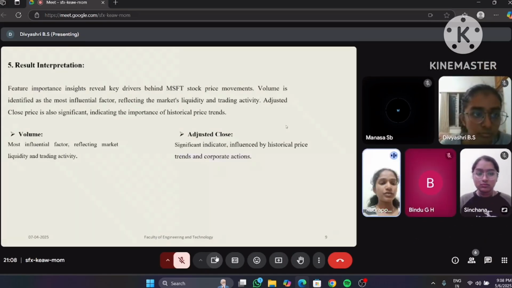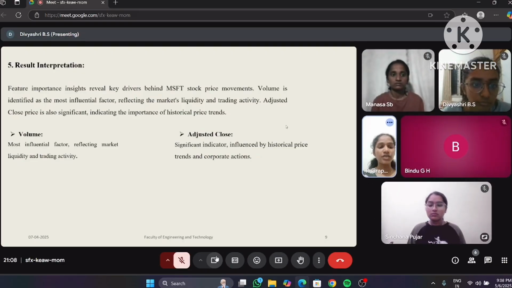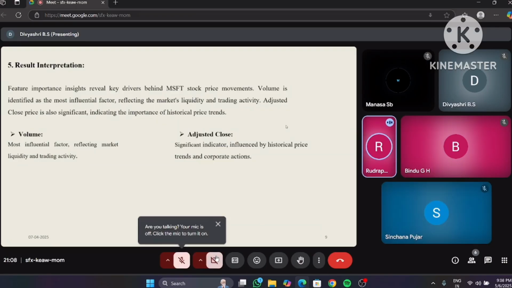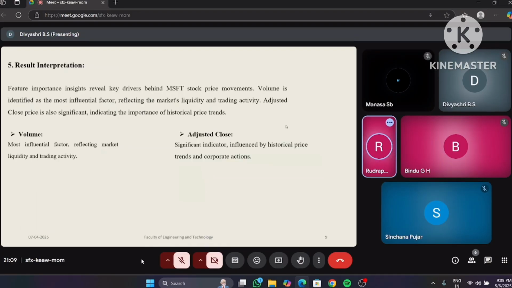Result interpretation. Now, feature importance insights reveal key drivers behind MSFT stock price movement. Volume is identified as the most influential factor, reflecting market liquidity and trading activities, and adjusted close price is also significant, indicating the importance of historical price trends and corporate actions.